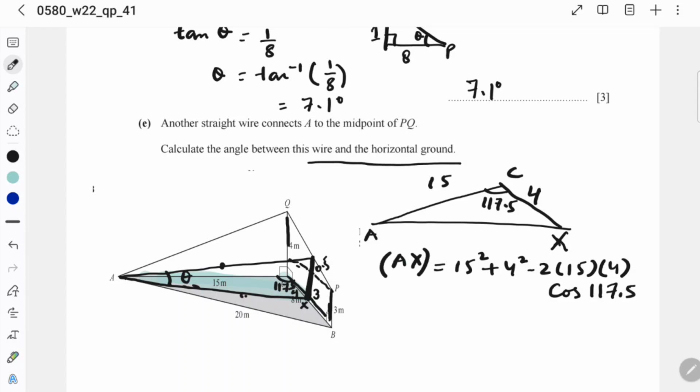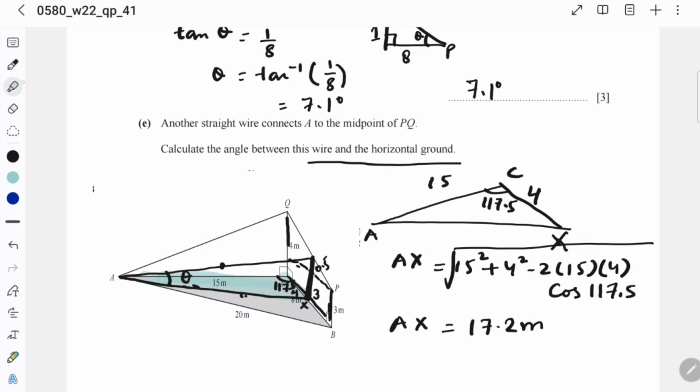Right now I'm writing down AX squared. Calculate this one. After taking out the square root, AX is 17.2 meters. You just take the square root of it. For no problem, I'm making the square root, then you will not have any problem. Just take the square root. That is 17.2 meters. Now we can find the value of the angle.